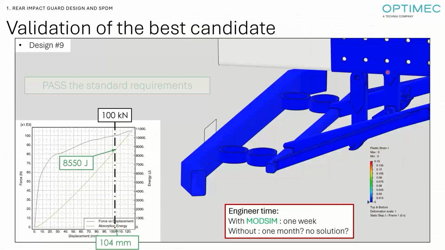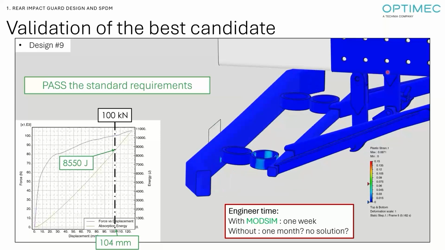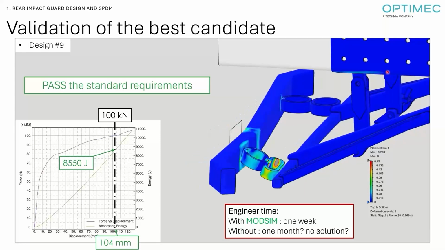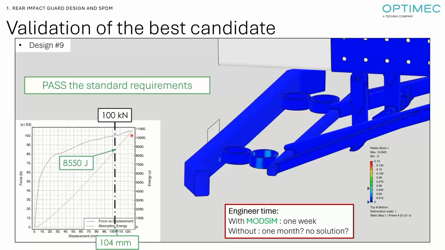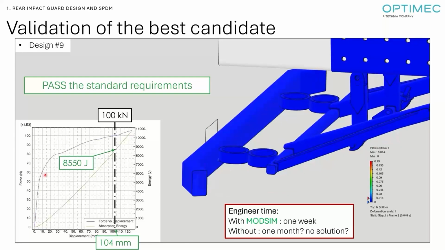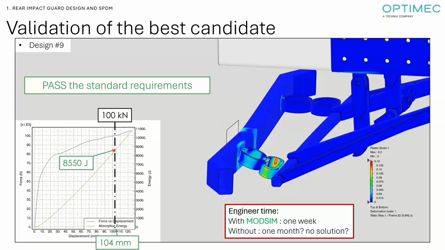And finally, we did proceed to the validation case after selecting our best candidate. And we could see here a totally different shape of the force versus displacement curve that was steadily increasing until we reach the target from the standard with more than 5,000 joules of absorbed energy.